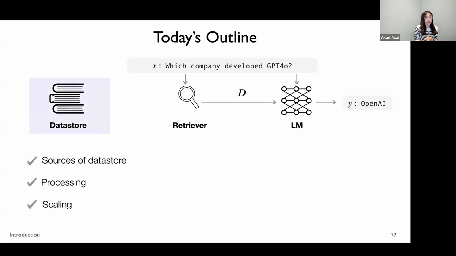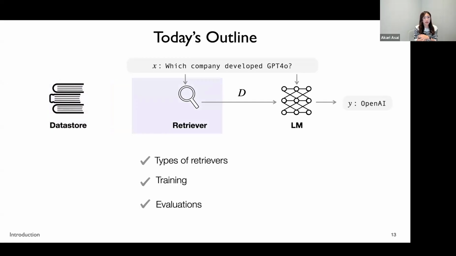Today, I will discuss how we can improve each key component of retrieval-augmented language models: the data store, retrieval model, language model, and the integration. First, I will briefly cover data store construction, as the quality of the data store is fundamental to building effective retrieval-augmented language models. I will discuss what type of documents should be included, how we should process and structure the data store, and other important considerations to ensure optimal retrieval performance.